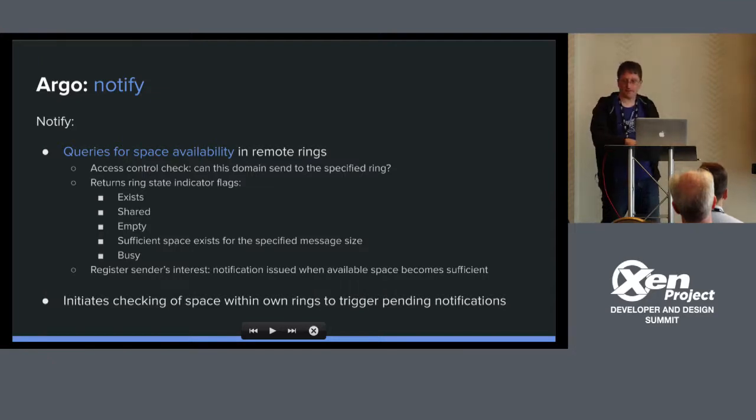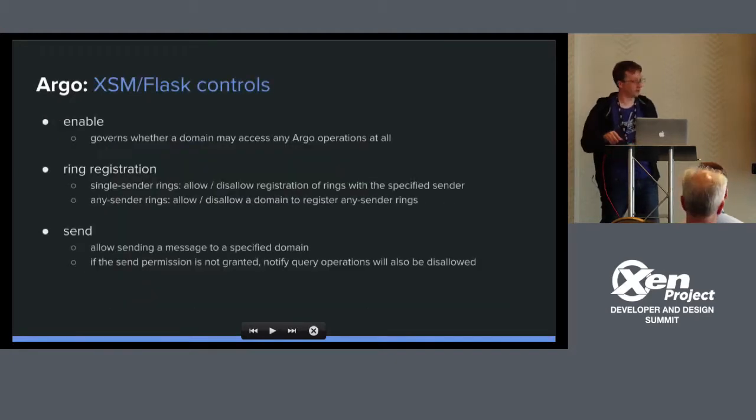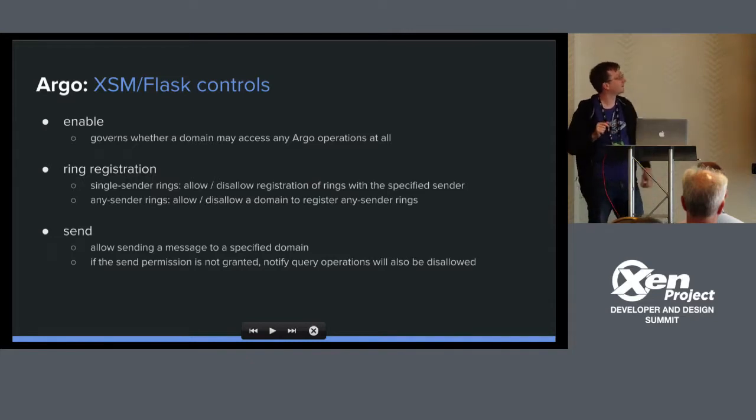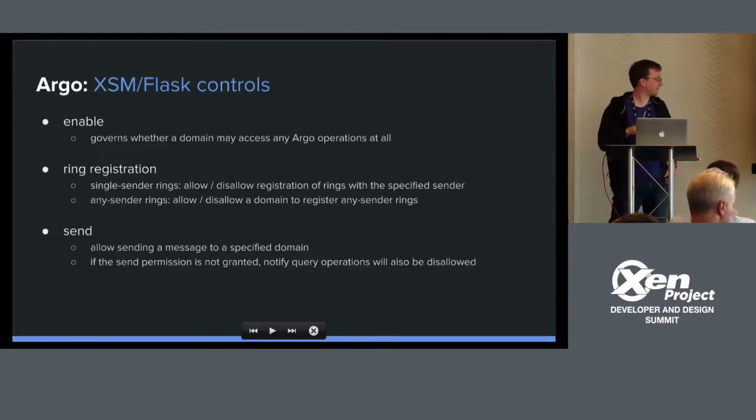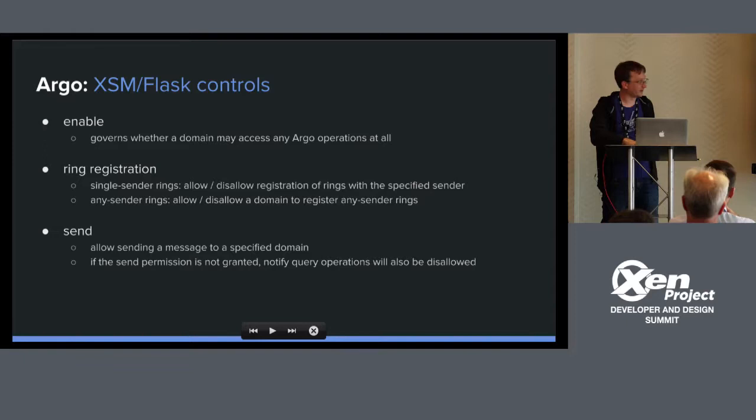And that's it. It's not a very complicated set of operations, but it does enable a different structure in your guest. It has full XSM Flask control over whether or not you're allowed to access Argo at all, whether you're allowed to register rings, and if so, whether it's to a specific endpoint, or whether you're allowed to register these sort of wildcard receiver rings. And similarly, there's a check on send, just to make sure that you have permission.